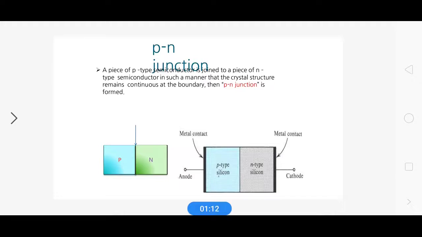So when p-type semiconductor is joined with a piece of n-type semiconductor and the crystal structure remains continuous at the boundary, this is called the PN junction. In p-type semiconductor, trivalent impurity is added to the pure semiconductor, and in n-type, pentavalent impurity is added to the pure semiconductor. These two are joined such that the crystal structure is continuous at the boundary, which is called the PN junction.